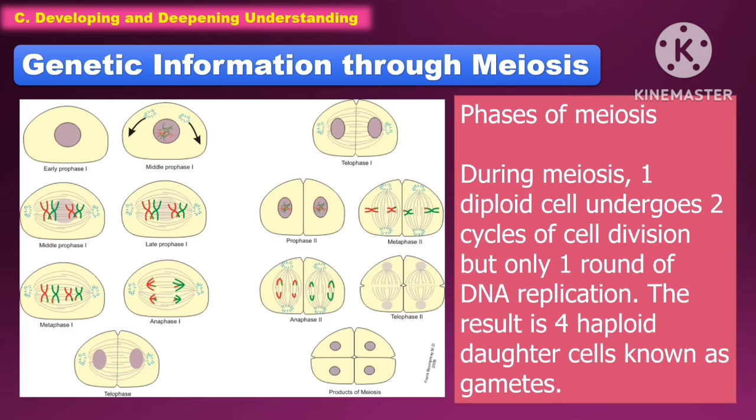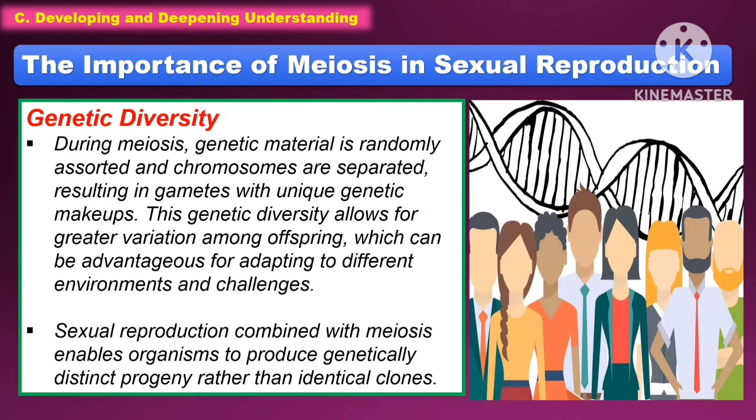During meiosis, one diploid cell undergoes two cycles of cell division, but only one round of DNA replication. The result is four haploid daughter cells known as gametes. The following are the importance of meiosis in sexual reproduction.